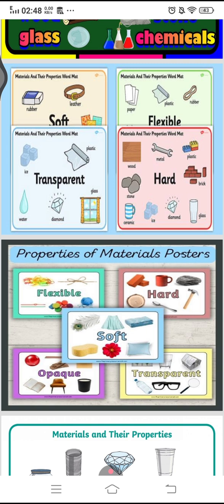Flexible, like the balloon is flexible, or we can say some of the threads. Hard materials are like metals, brick. And soft materials are like all the things that are fabrics, and the materials that are made from rubber are soft, and from feathers are soft. Some of the materials are opaque, they block the light, and some of the materials are transparent, they allow light to pass through them. For example, mirror, glass.